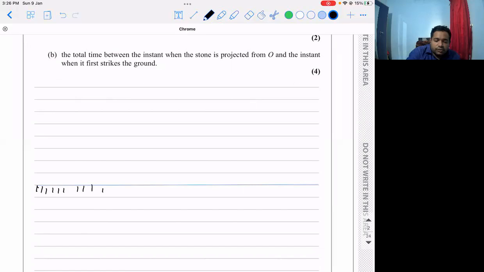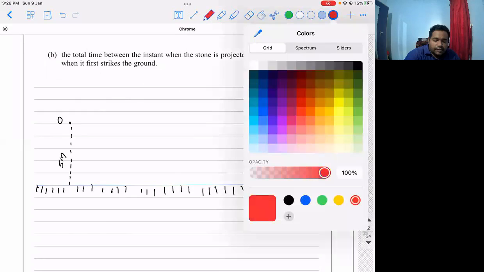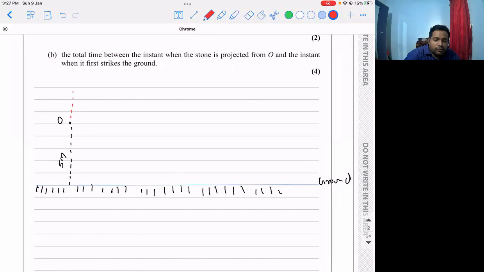I just marked it to easily understand this as our ground. Then there is a point O. This point O is 5 meters above the ground. Now the particle is projected upwards. So what happens? The particle will go like this. It reaches a maximum height. Then it will fall down. Correct? So it will come to the ground.